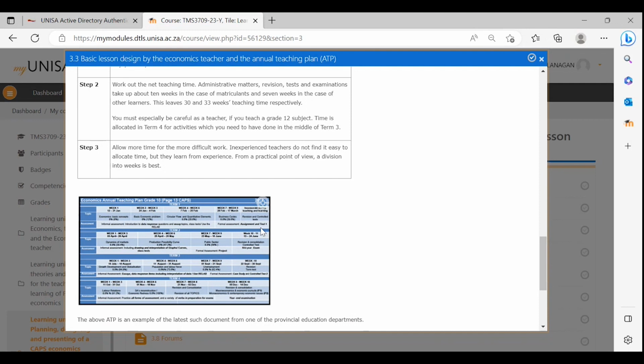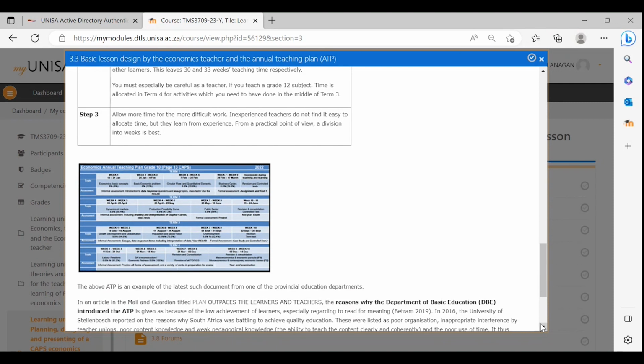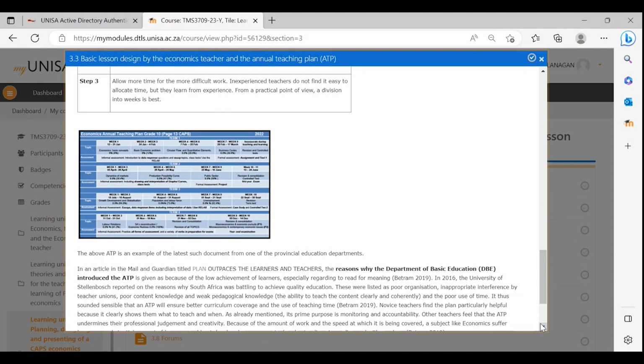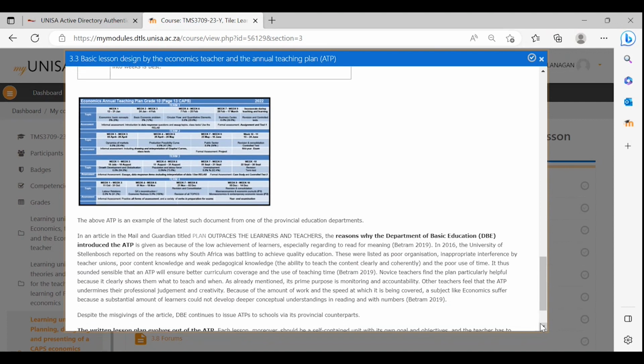So the ATP puts teachers under a lot of pressure. And therefore, there is a lot of conversation going about if the ATPs or the syllabus per se is not overloading to teachers and learners. Especially the slowest learners are battling to keep up. So the teacher wants to work with the slower learners, but on the other hand, he's constrained by the ATP that demands of him to be at a specific stage at a specific time.